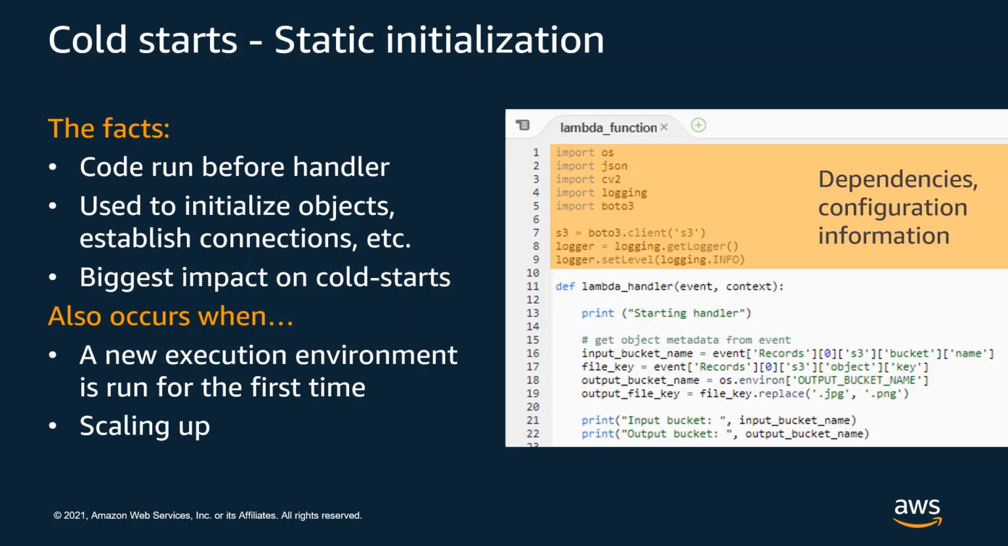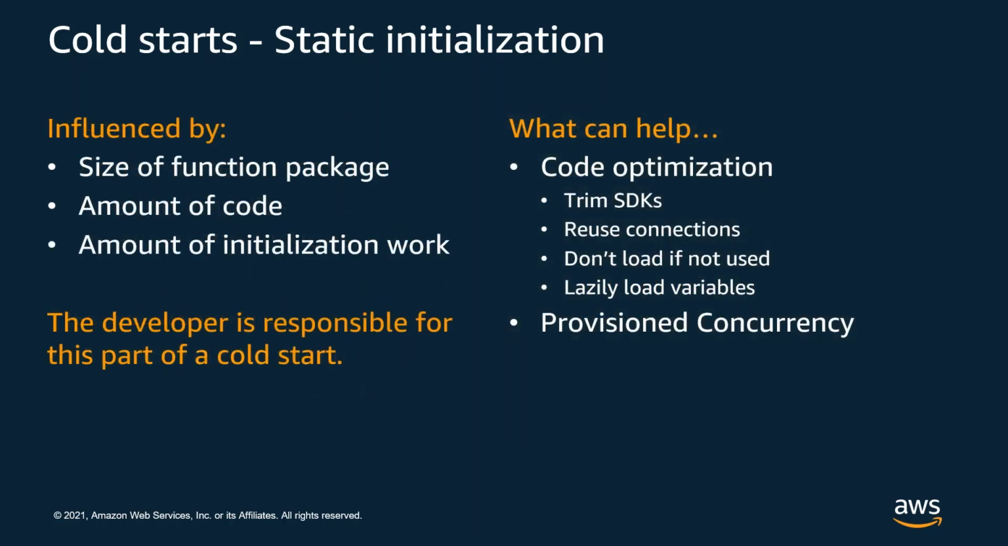And we've run analyses on Lambda performance, and data shows the longest cause of delay before handler invocation comes from this init pre-handler code. In other words, the section that you have the most control of can also have the biggest impact on the duration of a cold start. And this part of the cold start also occurs when a new execution environment is run for the first time, and also when scaling up.